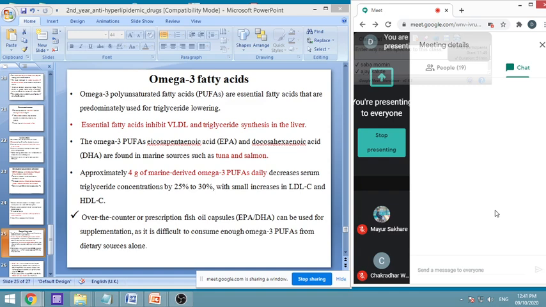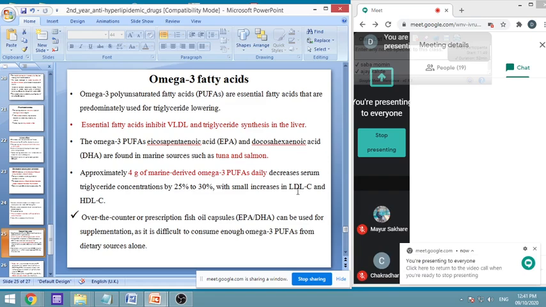Approximately 4 grams of marine derived omega-3 polyunsaturated fatty acids, abbreviated as PUFA, will decrease the serum triglyceride concentration by 25 to 30%, with a small increase in LDL-C and HDL-C. They are available over the counter as fish oil capsules. They can be used for supplementation as it is difficult to consume enough omega-3 from dietary sources.